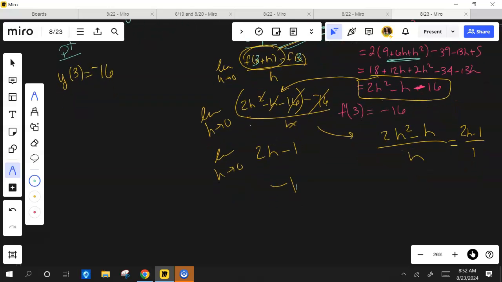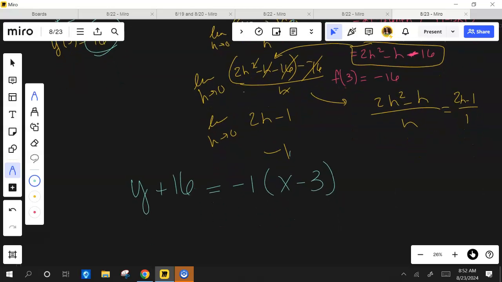Let's write the equation of the line. y minus y1 is y plus 16. Negative 1 is my slope. Negative 1 times x minus 3. This is the tangent line. It did not ask you this, but tell me, what is the equation of the normal line? Did it?